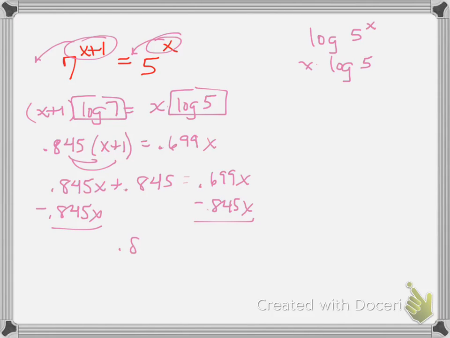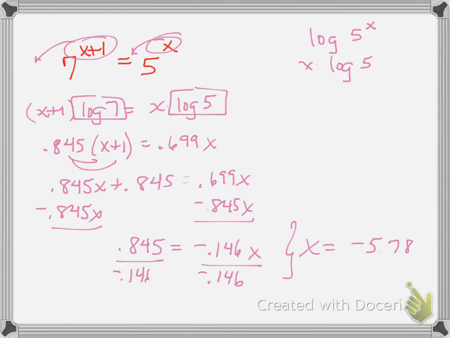So we have 0.845 is equal to negative 0.146x. Divide out. And so x will equal negative 5.78. So that would be the most difficult situation you have to deal with, only because the bases were not the same. There's no chance of getting them to be the same.